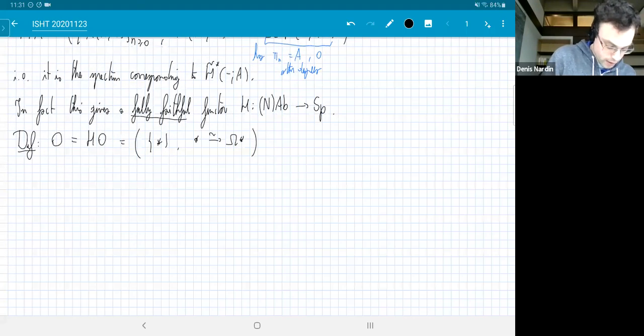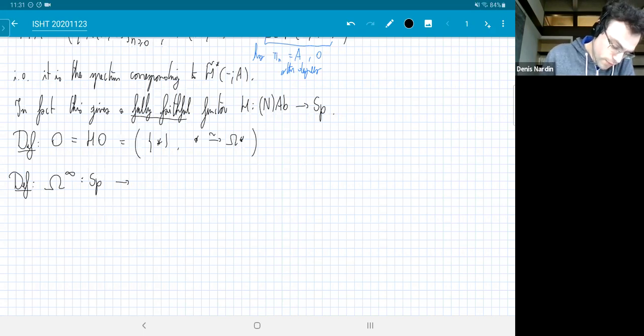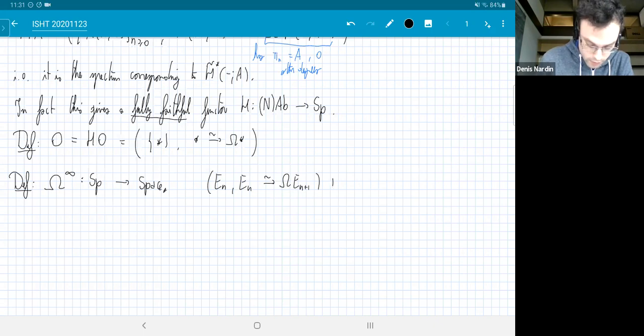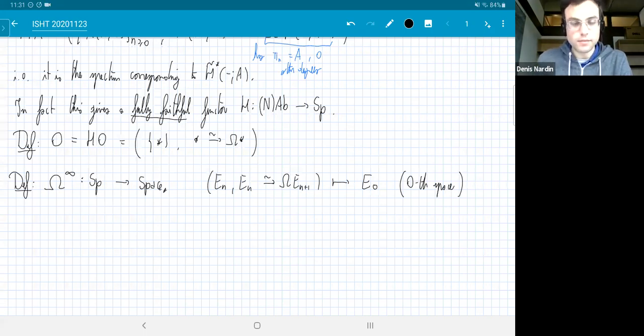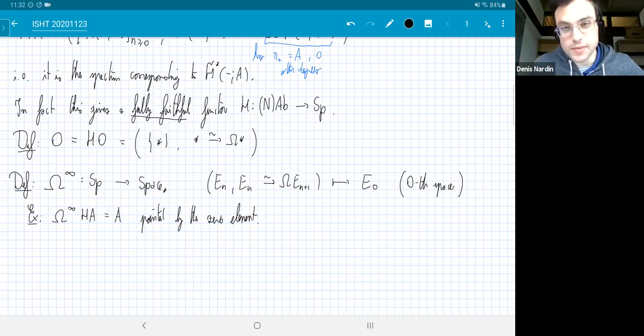Let me give you another definition, which I don't remember if I gave it last time or not. We have a functor omega infinity from spectra to pointed spaces. We just send E to E_0, the zeroth space of the spectrum. And what to say about it? Let me give you just a silly example for now. Omega infinity of HA is just A, pointed by the identity, by the zero element, as a set. Since it's the only example of spectra we have so far, we have this thing.